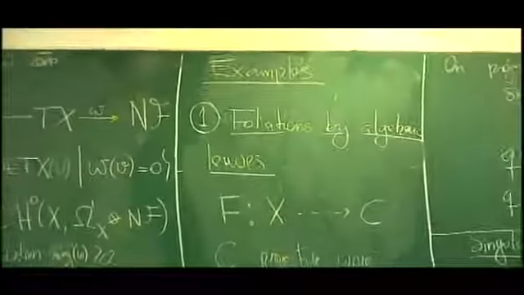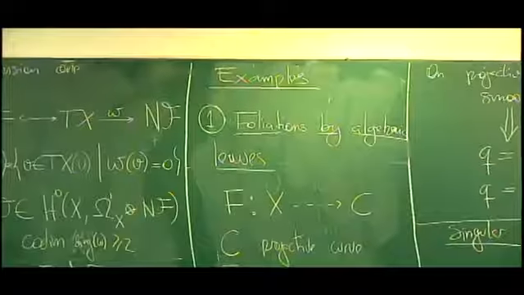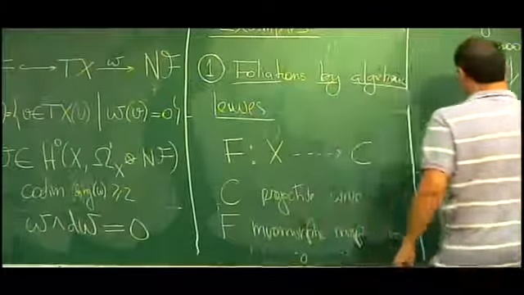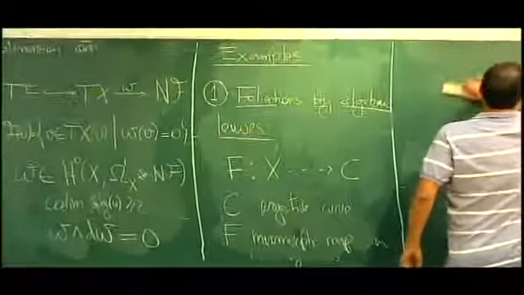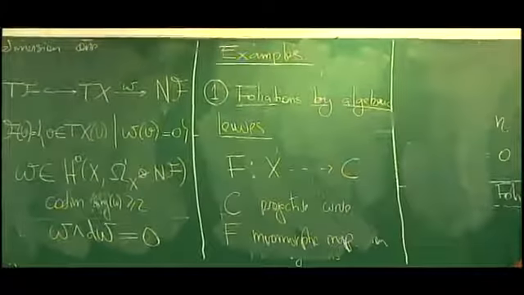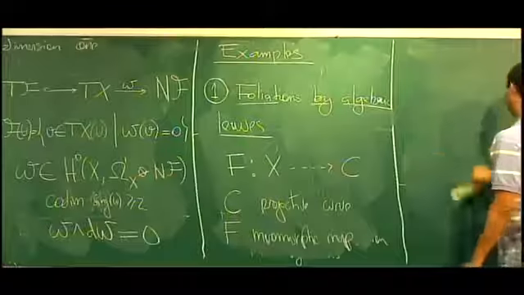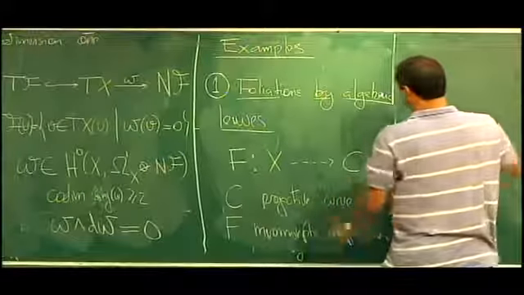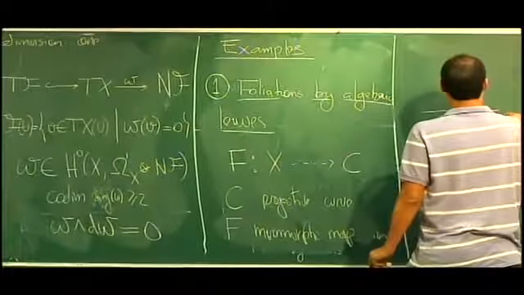Then the level sets of this map will define a decomposition of the variety, which can be seen to be a foliation. This should be more or less clear.